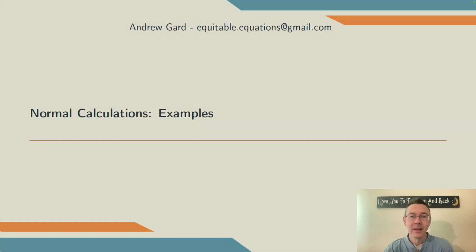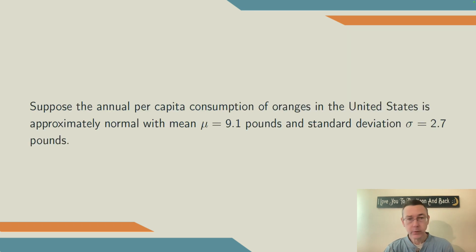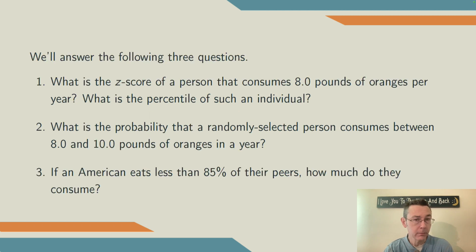Hey everybody. Today we're doing some problems using the normal distribution. All the problems we're going to do are going to relate to this situation. Suppose the annual per capita consumption of oranges in the United States is approximately normal, with mean 9.1 pounds and standard deviation 2.7 pounds. Here are the three questions that I'm going to tackle.